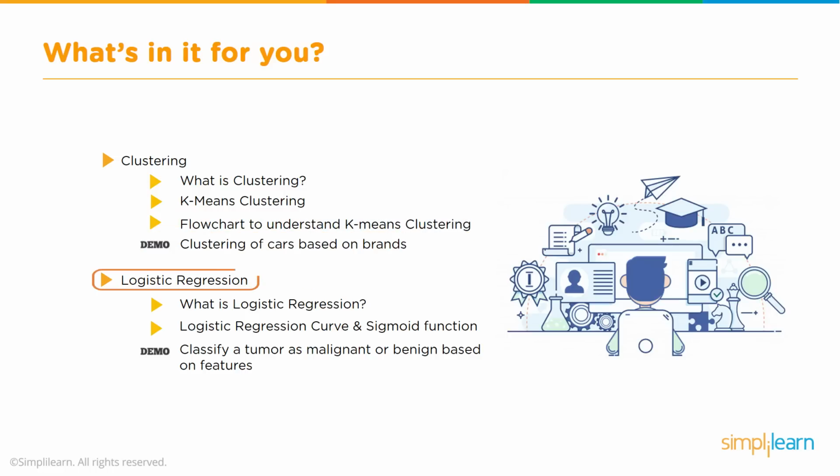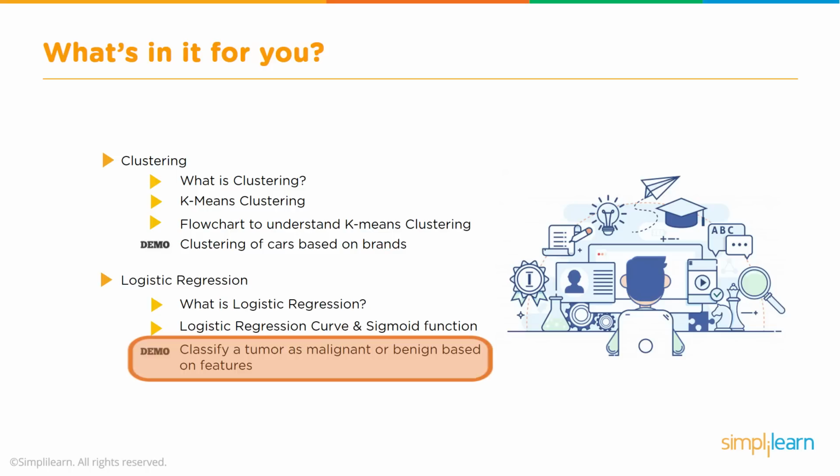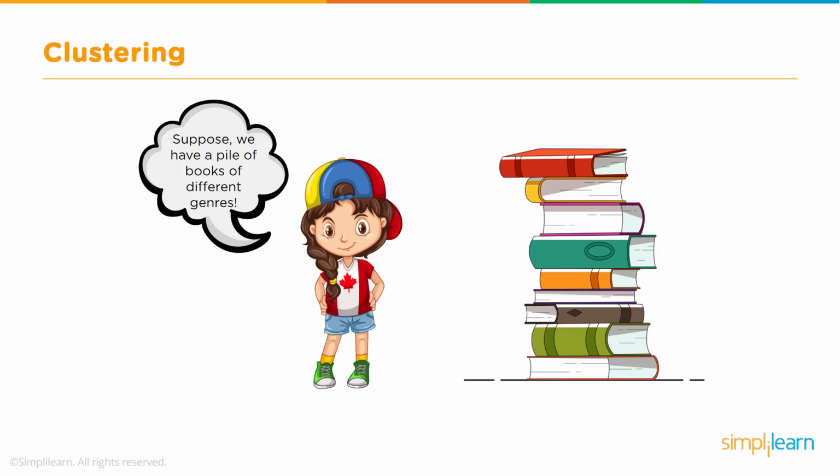Then we're going to cover logistic regression. What is logistic regression? Logistic regression curve and sigmoid function. And then we'll do another Python code demo to classify a tumor as malignant or benign based on features. And let's start with clustering.